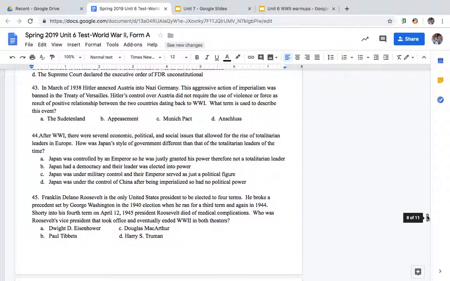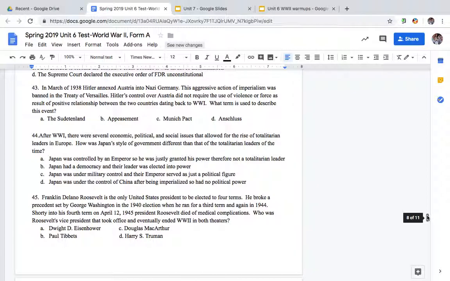Number 43. In March of 1938, Hitler annexed Austria into Nazi Germany. This aggressive action of imperialism was banned in the Treaty of Versailles. Hitler's control over Austria did not require the use of violence or force as a result of the positive relationship between the two countries dating back to World War I. What term is used to describe this event? A. The Sudetenland, B. Appeasement, C. The Munich Pact, or D. Anschluss.